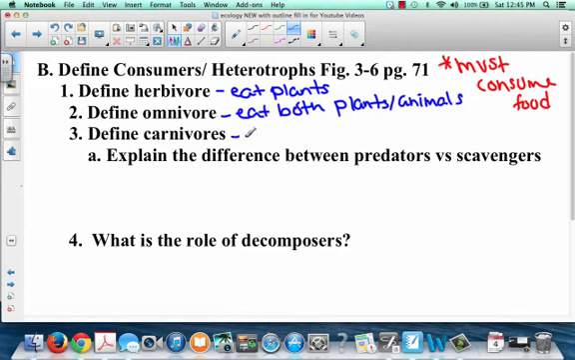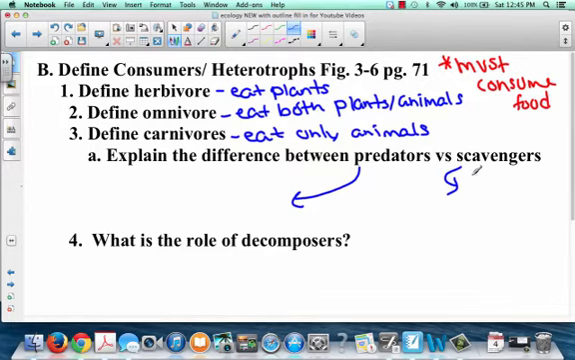And carnivores strictly eat only meat. So they're going to eat only animal products and eat other animals. And so there's two types of carnivores. There's ones that are strictly predators, and there's ones that are strictly scavengers. And there's ones that are opportunistic and can be both. But let's just talk about the difference between the two.